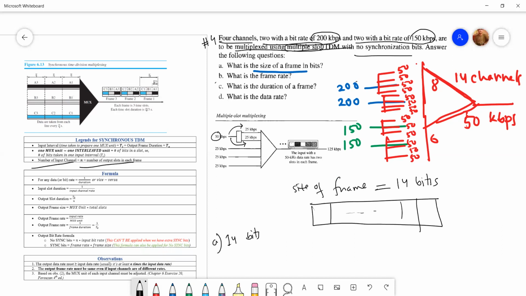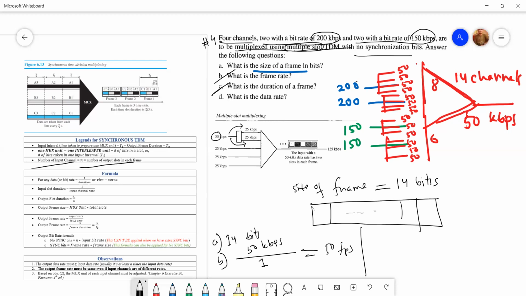Okay, what is the frame rate? The frame rate is equal to the input rate, because we don't know the frame duration yet. So it will be the input rate, 50 kbps, divided by the multiplex unit. If nothing is mentioned, we can safely assume there will be 1 bit at a time, 1-bit interleaved. So that will be 50 kilo frames per second, 50 kfps. So question B is done.